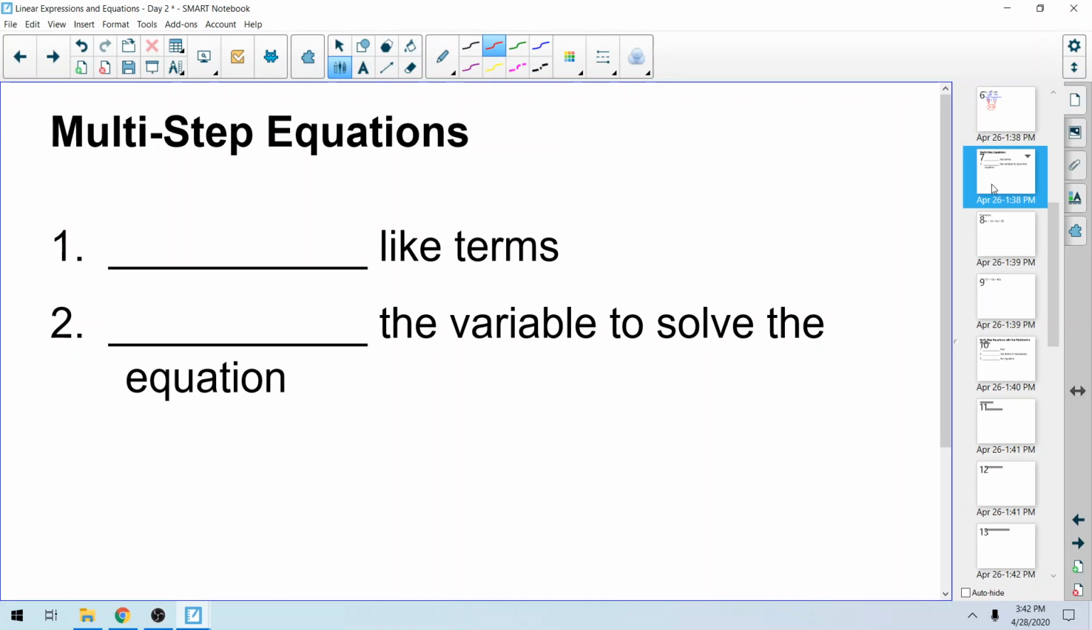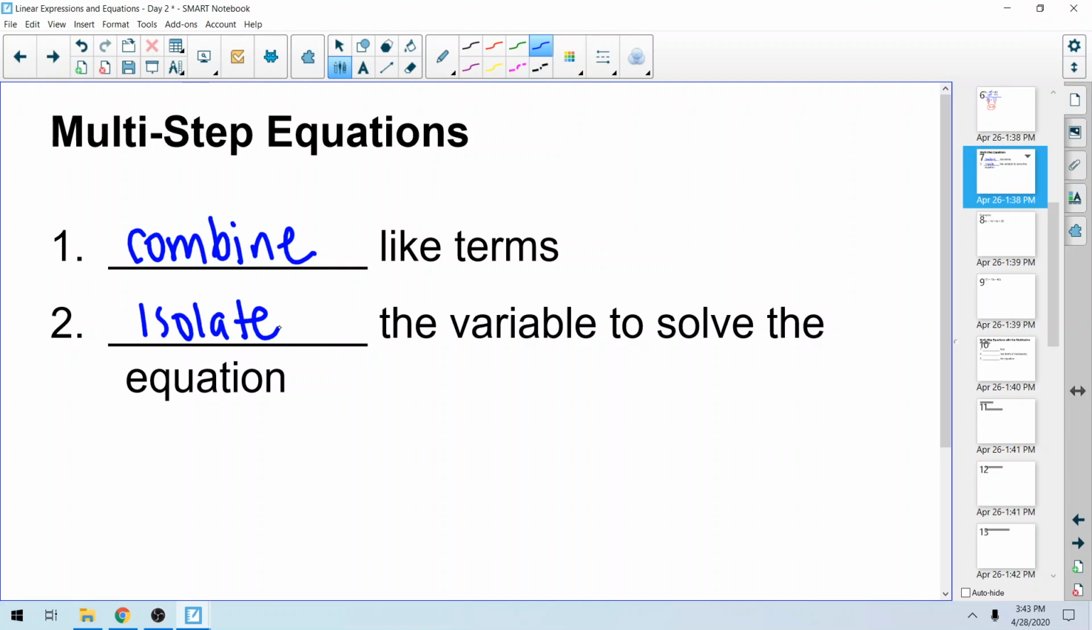Okay, guys, the next thing we have is a multi-step equation. And a multi-step equation just means that there's going to be more than one or two steps. So, step one, we're going to combine like terms. If there's anything that we can put together, put them together. Step two, we're going to isolate the variable to solve the equation.